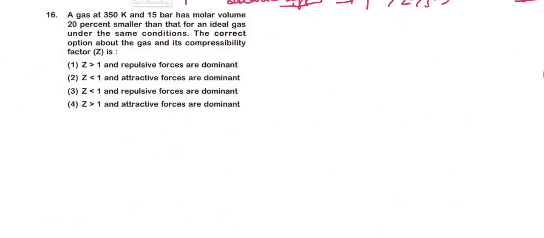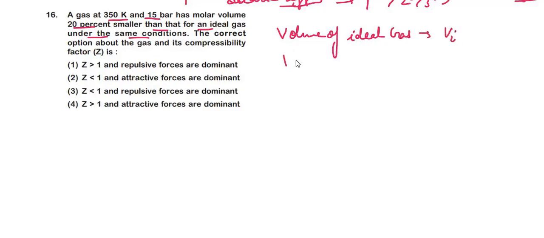Now the next question is, a gas at 350 Kelvin and 15 bar pressure has molar volume 20% smaller than that of the ideal gas under the same condition. So let us consider the volume of ideal gas. Let it be Vi, and the volume of another gas, the real gas, we are considering here Vr.